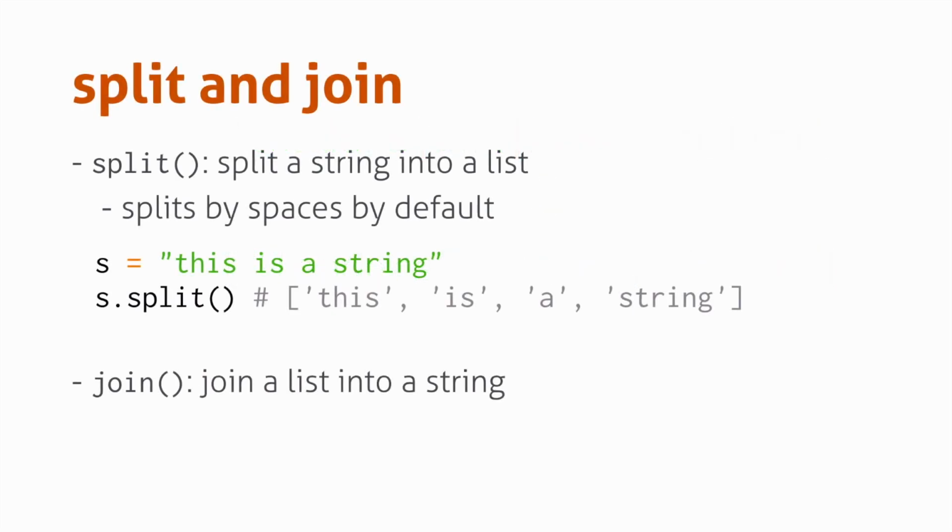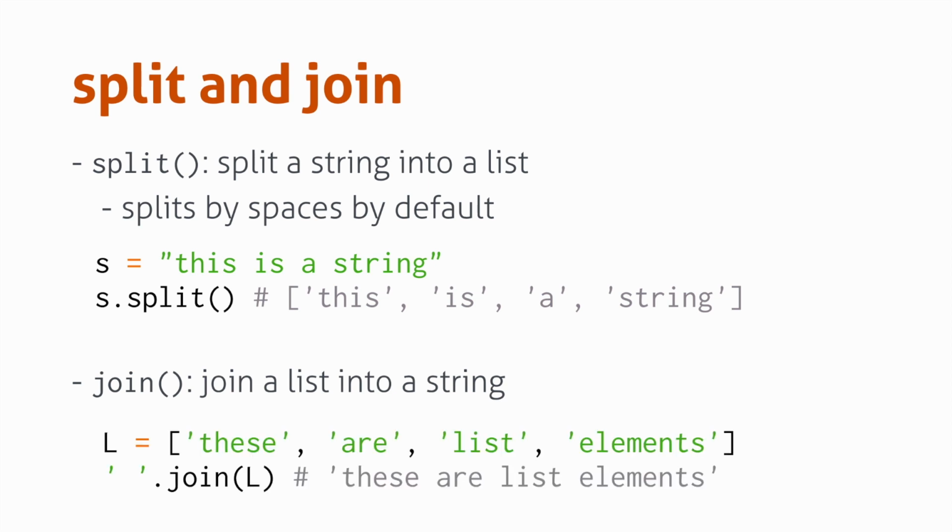Join is almost the opposite of split. Whereas split cuts the string up, join glues it back together and creates a longer string from a list of strings. So for example, if I have this list of 4 strings and I call space.join on this list, then I get one larger string with all of these elements glued back together.